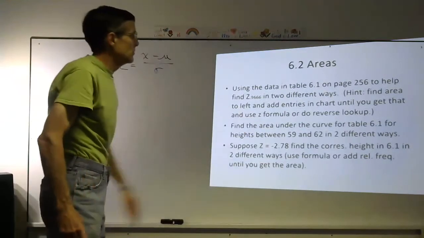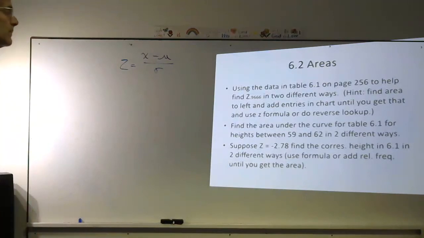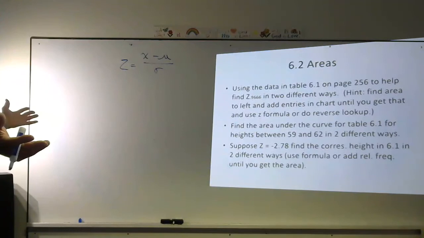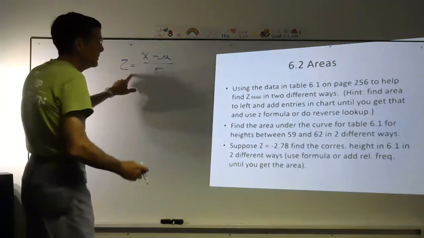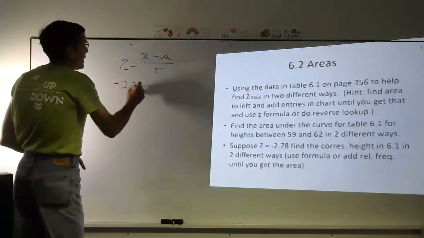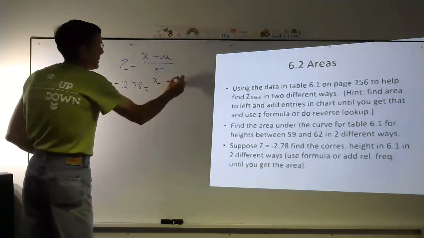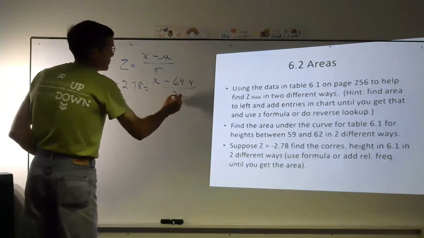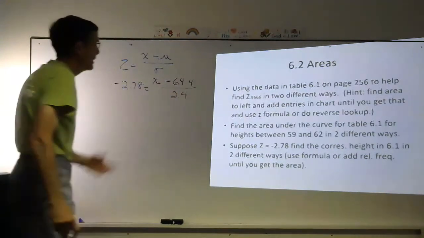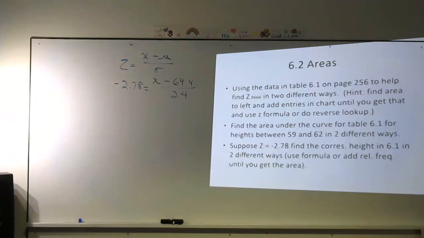Last one, suppose z is -2.78. Find a corresponding height. If you know your z-value, -2.78 is equal to the height, which I don't know, minus the mean of 64.4, over 2.4. Can't you solve that for x? Right? A little simple equation.